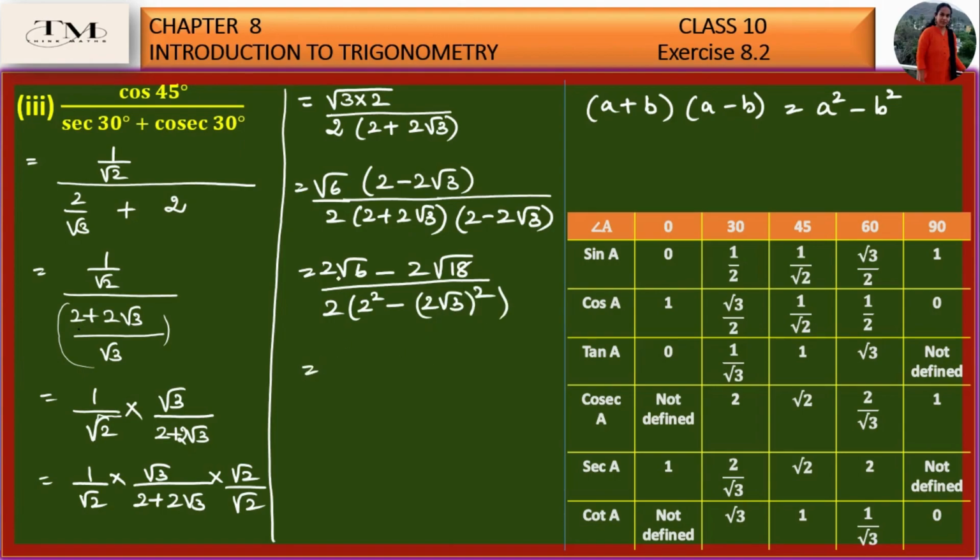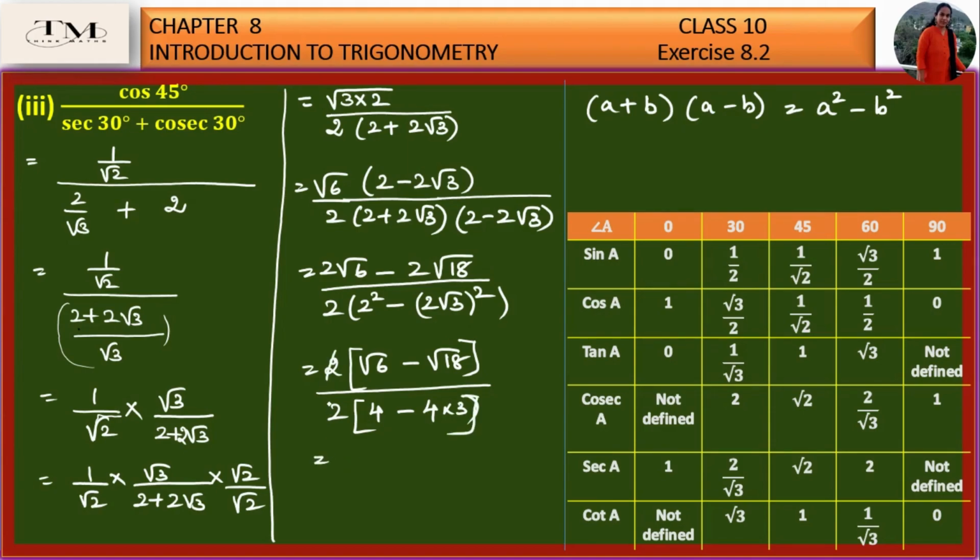So in the numerator we have 2 as common. So take the 2 outside. So remaining it is root 6 minus root 18 divided by 2. 2 square is 4 minus this 2 square is 4. Root 3 whole square, the root gets cancelled. So the answer is 3. 4 into 3.